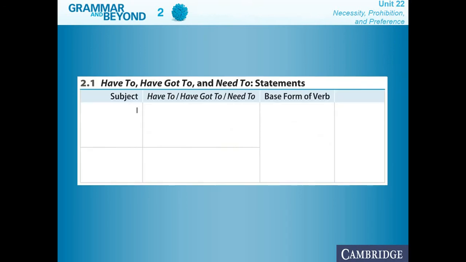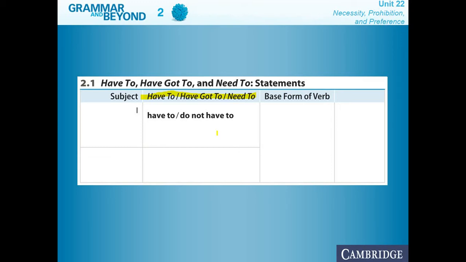First, we're going to focus on the structure to make statements. What's a statement? Something that you say that it is true and you want to support that opinion. It can be a negative statement that is a negative sentence, or an affirmative statement that is an affirmative sentence. We have the subject, and then we have, notice, the modal verb: need to, have got to, or have to. So we have I have to, or I do not have to.